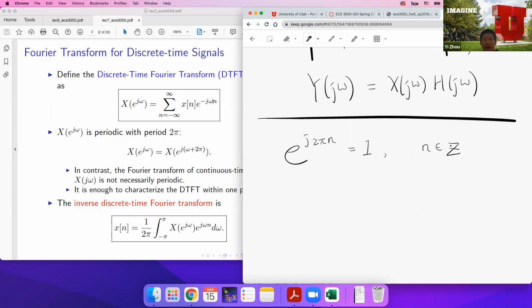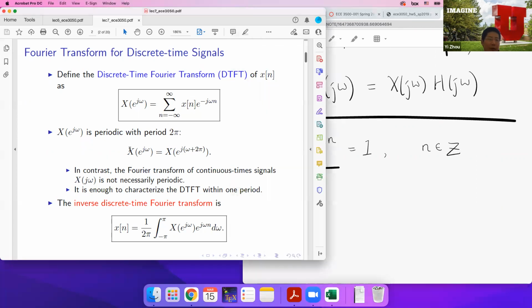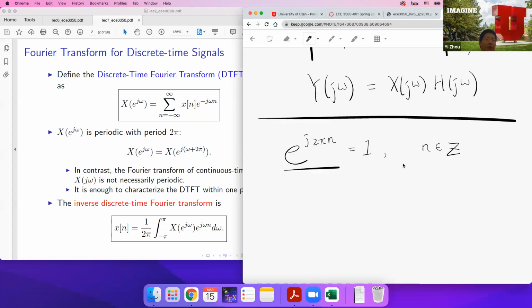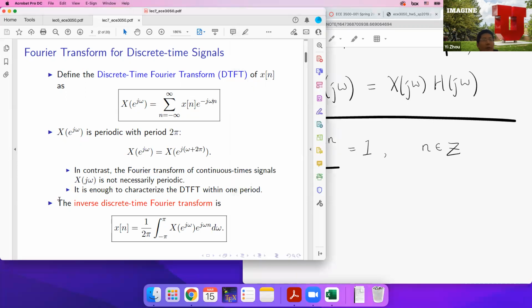Right? If this time index n is an integer, this factor is always 1, as long as n is an integer, so an integer times 2 pi, by Euler's formula. This is 1. Therefore, in the discrete time domain, the spectrum, the corresponding Fourier transform, has a periodic structure. But we don't have this property for the continuous time domain because there the time t is not necessarily an integer. Okay, so this is the key difference between the discrete time Fourier transform and the continuous time Fourier transform.